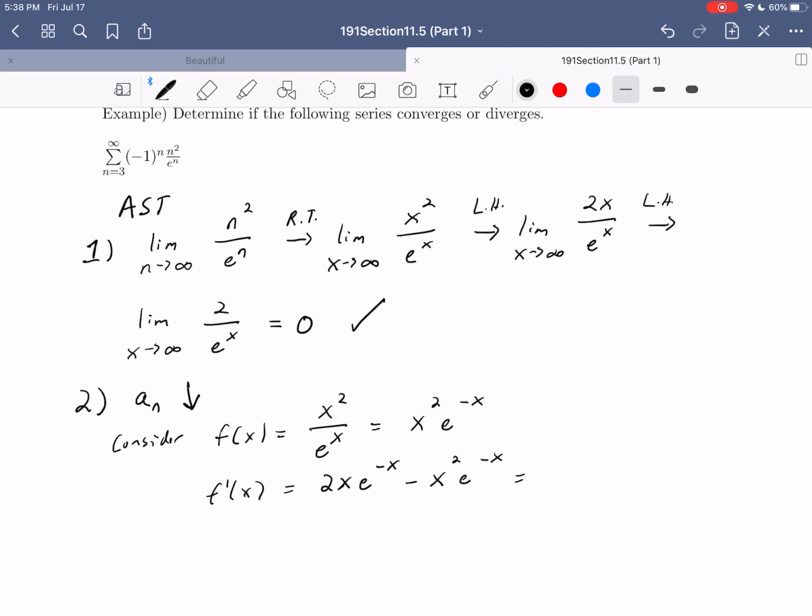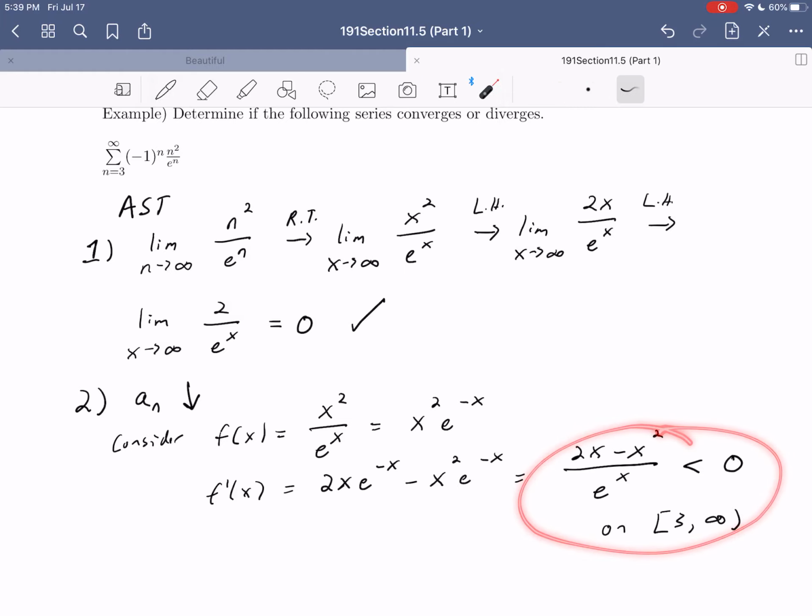Or if you prefer, that would be 2x minus x squared over e to the x. Whatever you like. Now, what do we notice here? Well, remember, we're working from 3 to infinity. Starting at 3, you'd have something like 6 minus 9. That's going to be negative up top. And actually, for any other x value, as x gets larger, x squared is always going to be larger than 2x. So this is always going to be less than 0 on 3 to infinity. So that's exactly what we want.